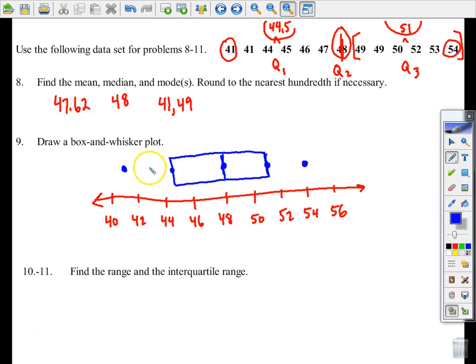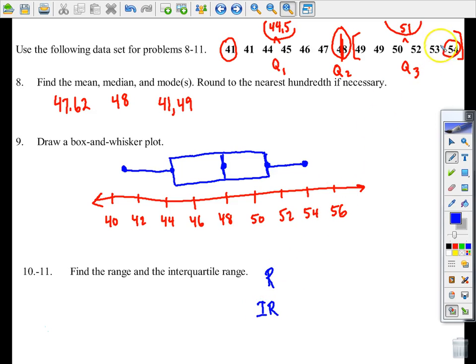For the whiskers, we just come from the box to the small value and to the large value, and that is a box and whisker plot for this data. 10 and 11 say to find the range and the interquartile range.